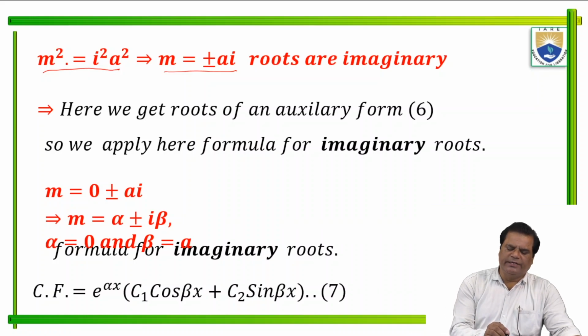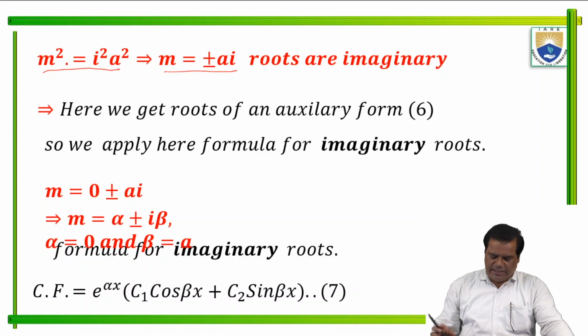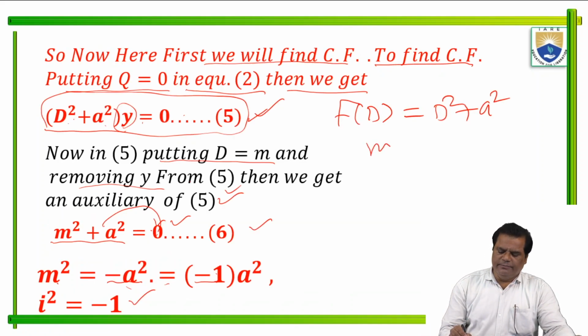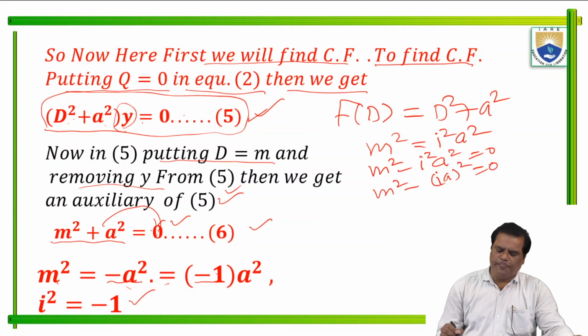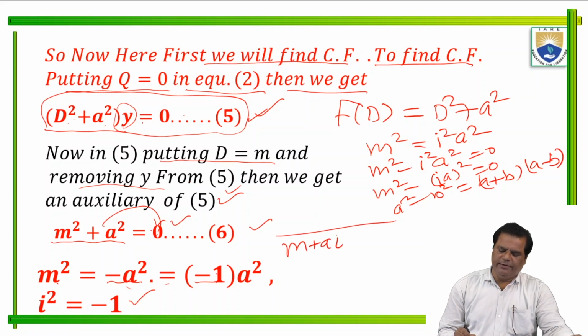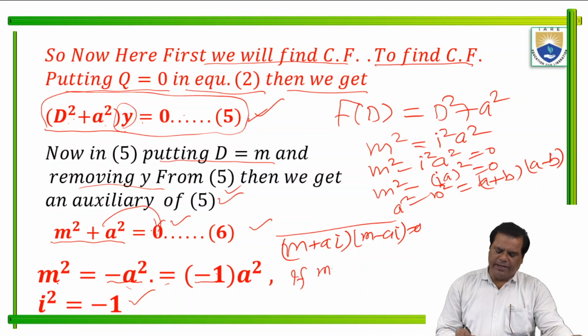We are taking this solution of m square equals i square a square. So m square minus i square a square equal to 0, that is m square minus (ia) whole square equal to 0. Applying the formula a square minus b square equals (a plus b)(a minus b), here (m plus ai)(m minus ai) equal to 0. So if m plus ai is 0, then m equals minus ai, and if m minus ai is 0, then m equals ai.